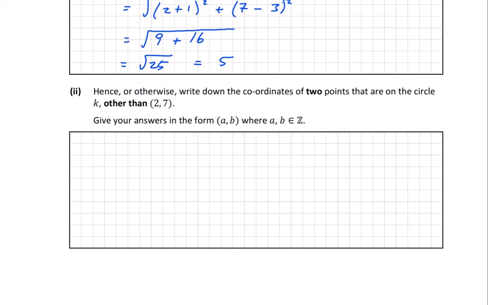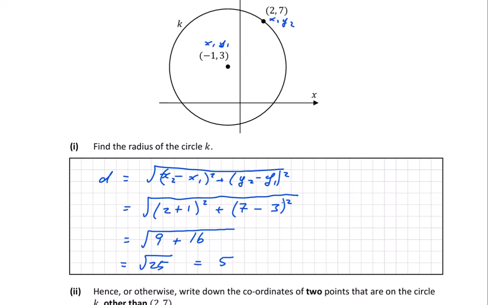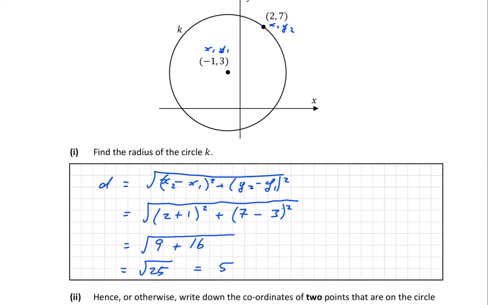Okay, hence or otherwise write down the coordinates of 2 points that are on the circle K other than 2, 7. Give your answer in the form (a, b). So what I'm going to do here is look at the center. I know that the radius is 5 units. So I'm going to look at this point directly above -1, 3, and this point here directly below -1, 3.